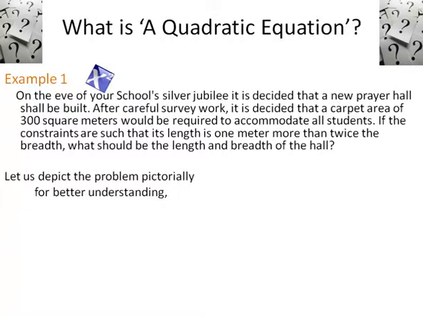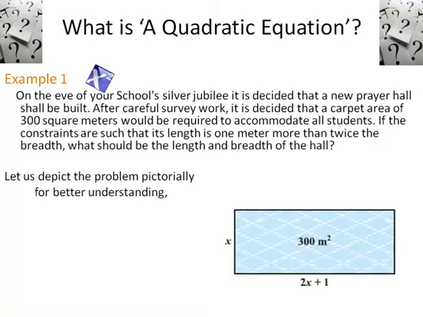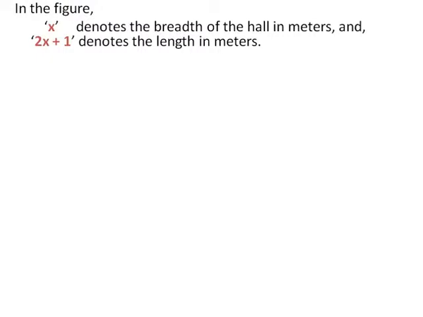Let us try to depict the problem pictorially. This will help us understand better the problem in hand. Look at the picture. Here is a playground whose area is 300 meters square. Its breadth is represented by x here, while the length is represented by 2x plus 1 according to the given constraint. As shown in the figure, x denotes the breadth of the hall in meters and 2x plus 1 denotes the length of the hall in meters. Please mind the units, for they are often a source of mistake.